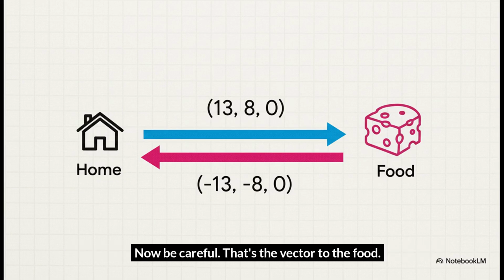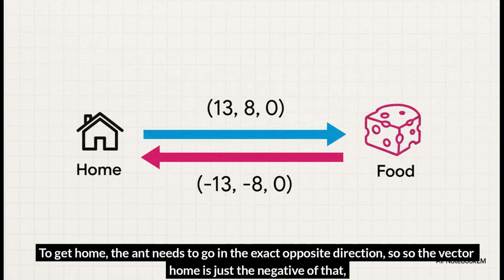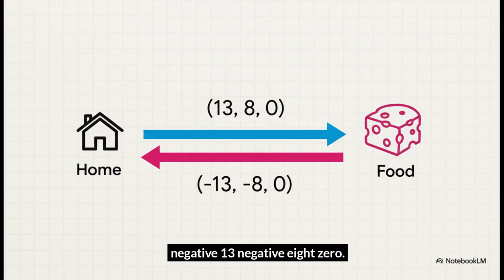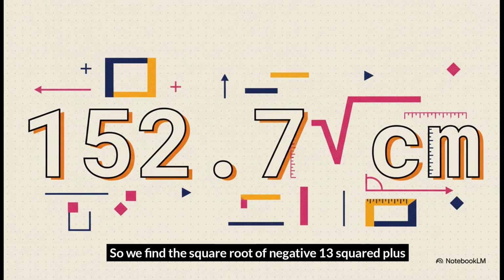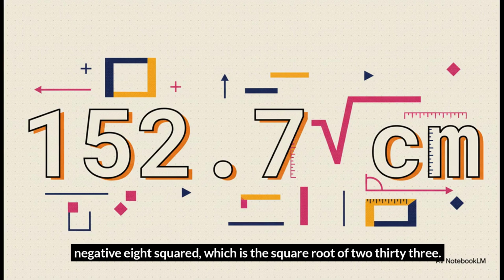Now be careful, that's the vector to the food. To get home, the ant needs to go in the exact opposite direction. So the vector home is just the negative of that, (-13, -8). And for the grand finale, we need the actual distance. That's just the magnitude of our go-home vector. So we find the square root of -13 squared plus -8 squared, which is the square root of 233.